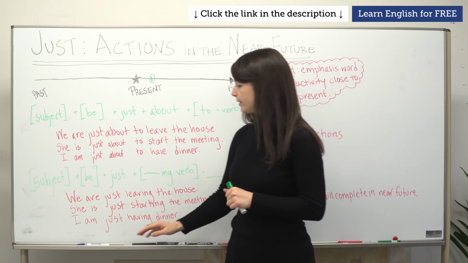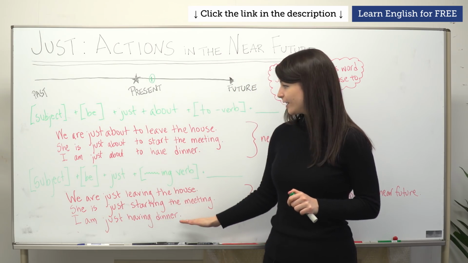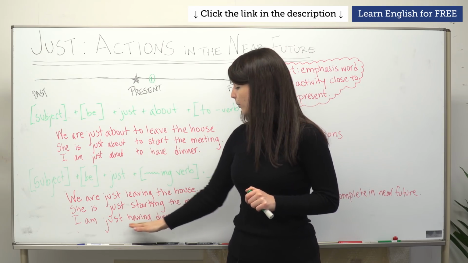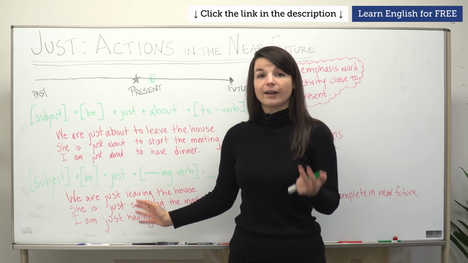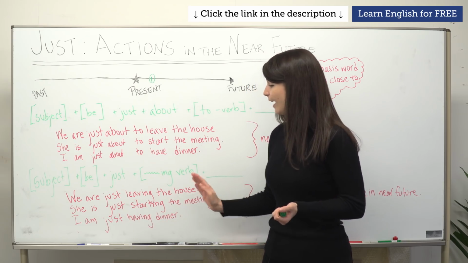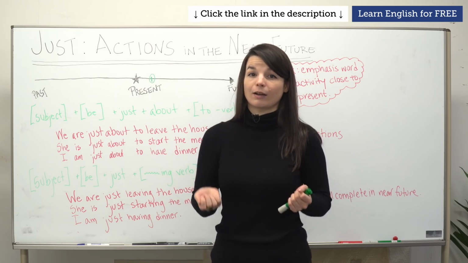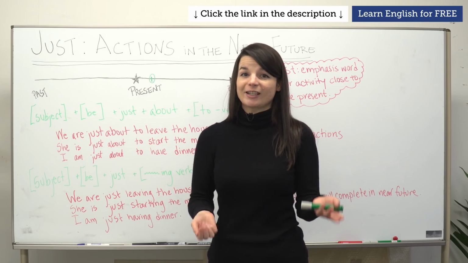Okay, let's look at one more example. I am just having dinner. So here I had "to have" in the first pattern. In this sentence with the progressive or the continuous tense, I have "having" here. So I'm just having dinner. So in other words, I'm probably in the process of eating right now, but I am not finished yet.